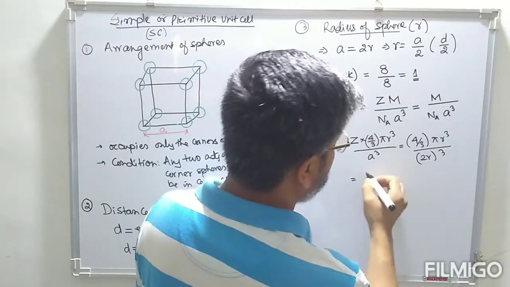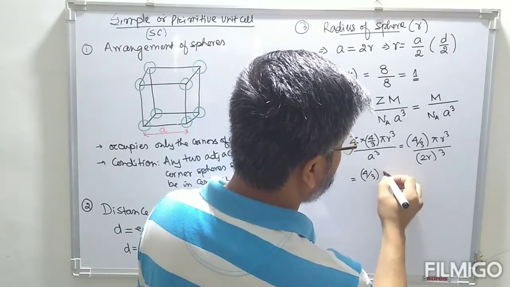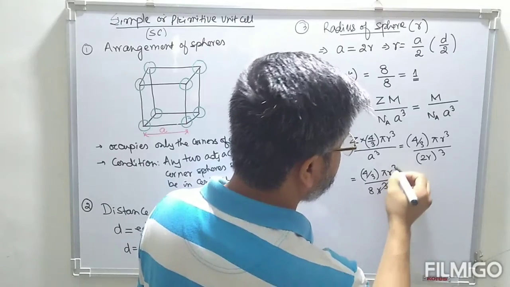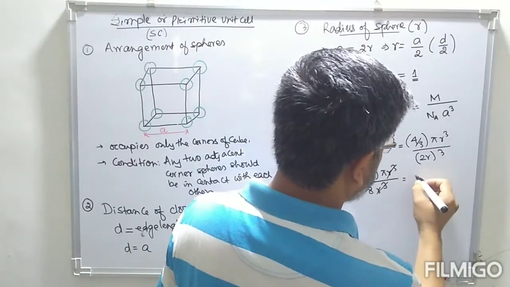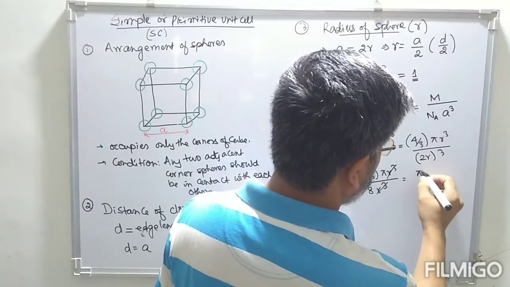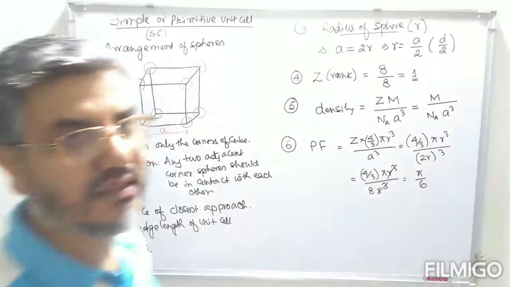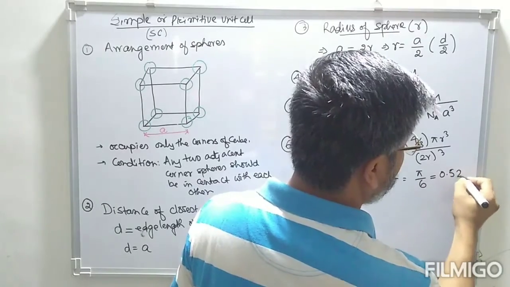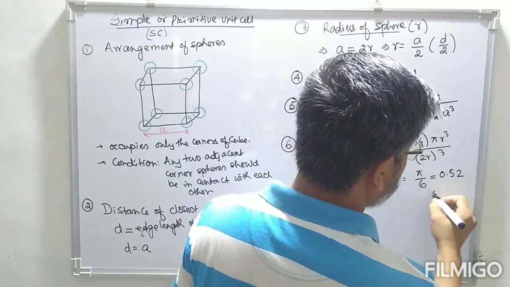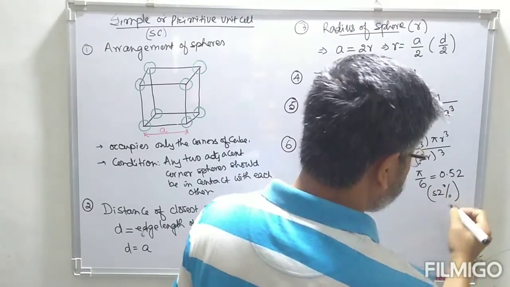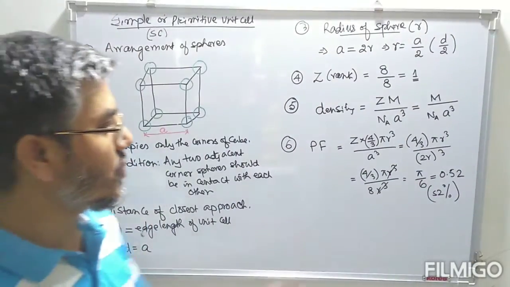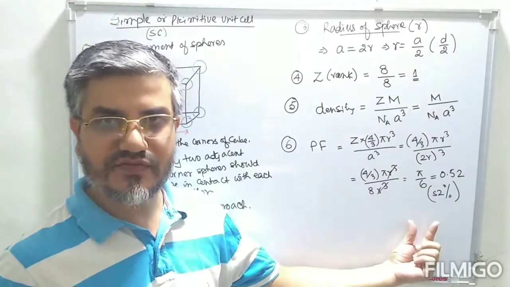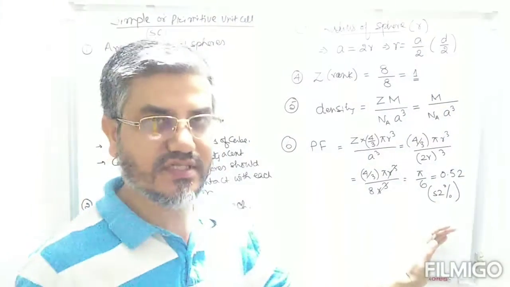Or if you look at this, that is 4/3 pi r cube divided by 8 r cube. So this comes out to be pi by 6. So pi by 6, this is approximately 0.52. That means only 52% of the total volume is occupied by spheres. If only approximately 50% is occupied, the remaining 50% is unoccupied.